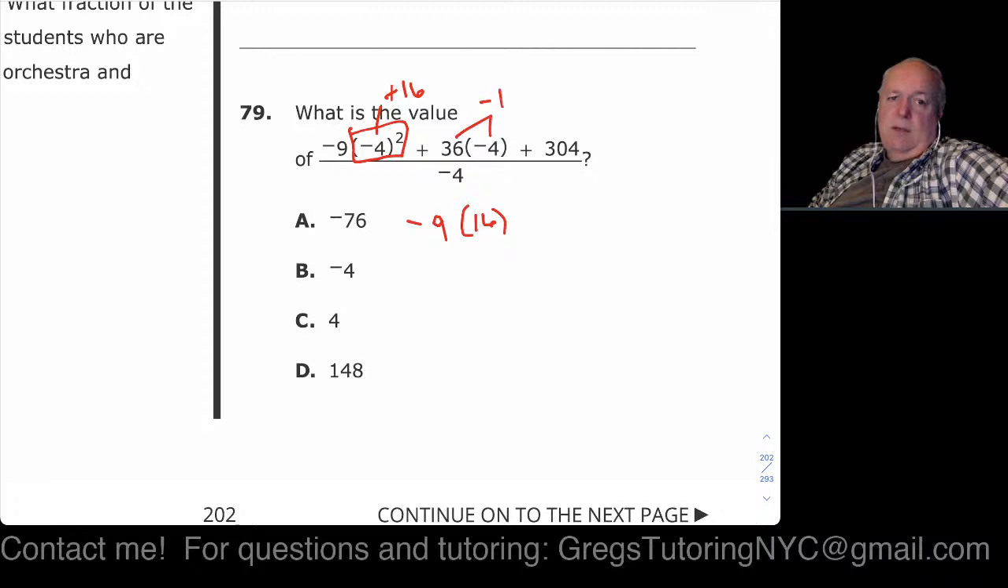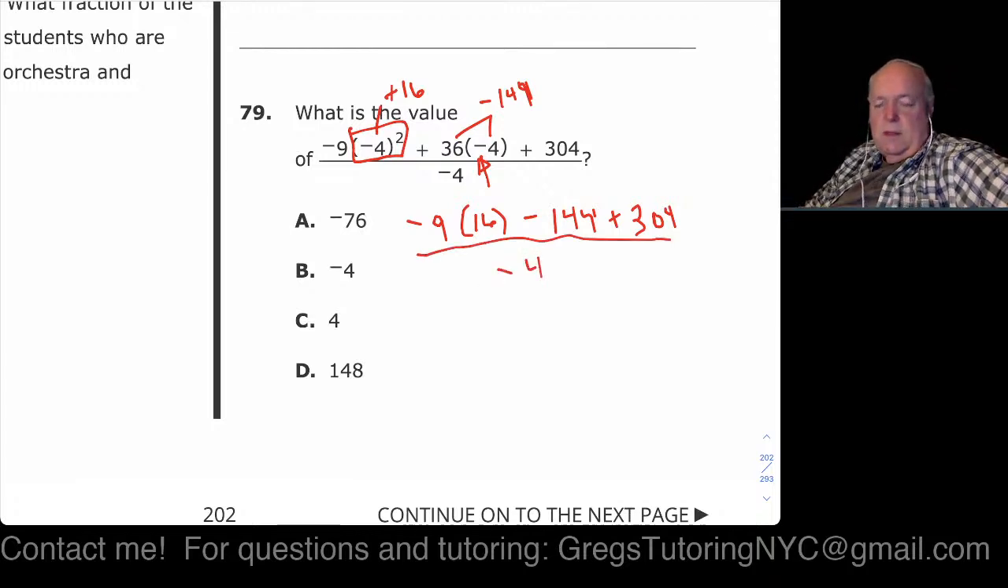Again, some of you guys can do this multiplication, and then you forget about the minus sign. So this is going to be minus 144. And then good old 304 stays good old 304. This whole bugger over a minus 4, right? Don't just put 4. Don't get lost in the problem.